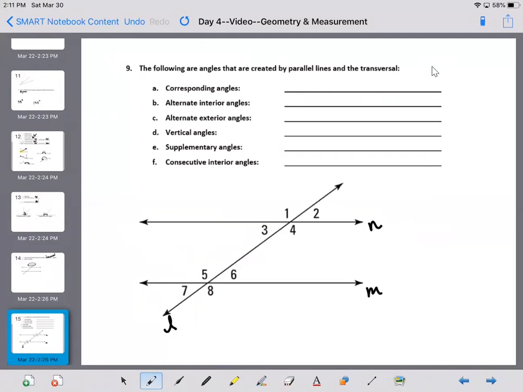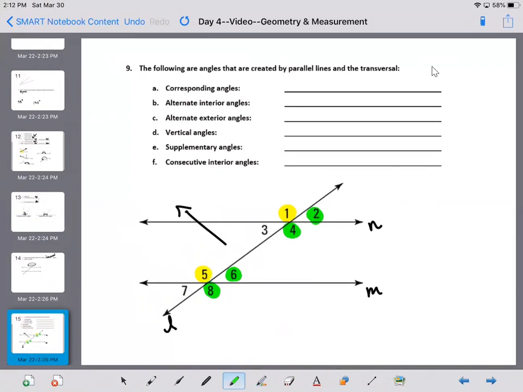Okay, what's a corresponding angle? Well, that would be angle 1 and angle 5. Notice the relationship. Angle 1 and angle 5, they're on the same side of the transversal. So they're over here on this side of the transversal. Now we also have another corresponding pair on the other side of the transversal. Let's look at 4 and let's look at 8. Let's look at 2. Let's look at 6. Notice they're all on the same side.